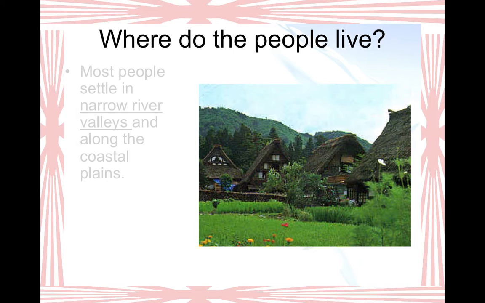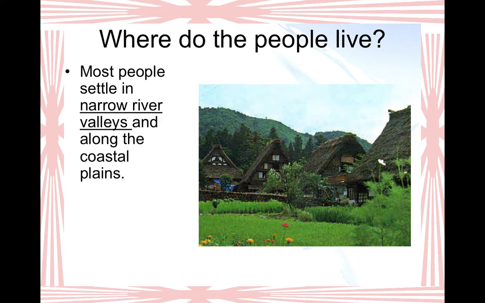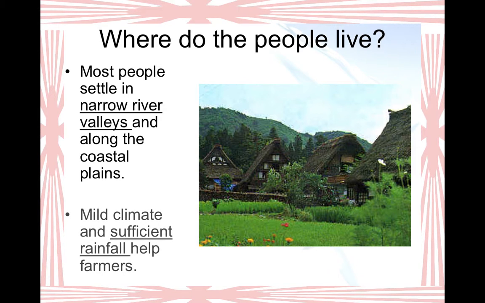So where do people live in Japan? Most people live in the narrow river valleys and along coastal plains. Cities are very large in Japan, so most people don't actually live in the country, they live in cities. Japan has some enormous cities, and we'll watch videos later in the week of life in modern day Japan, so you guys will get a sense of what it's like.